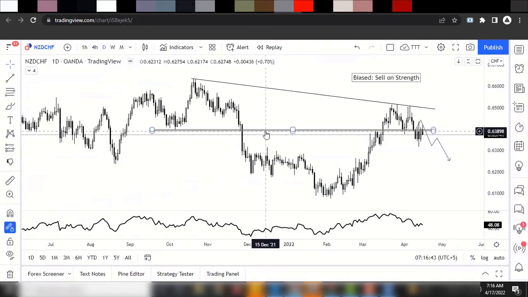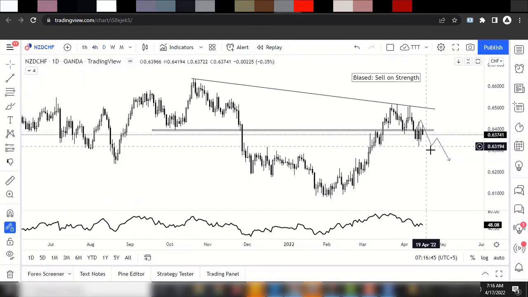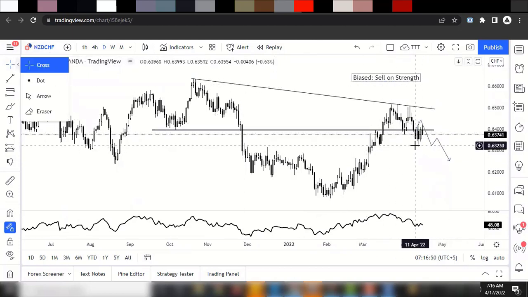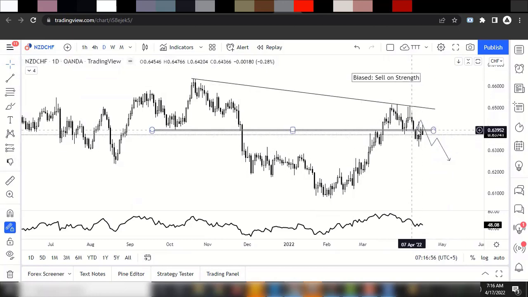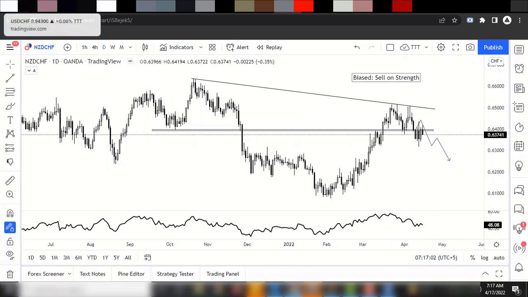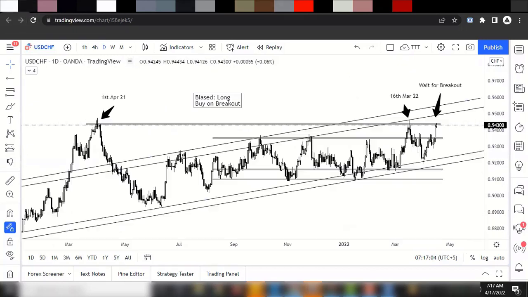The last which I shared is New Zealand CHF. New Zealand CHF sale on strength was suggested, and it gave a bounce on 13th April. So if you are in this trade, then this trade is running in profit, then continue your position this week as well. Well, let's jump on to this week's top Forex setups.